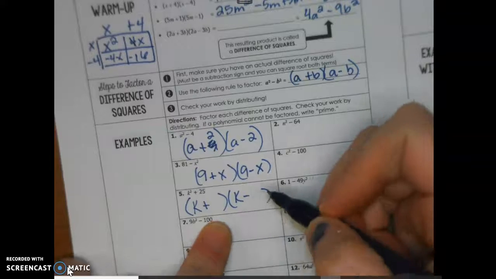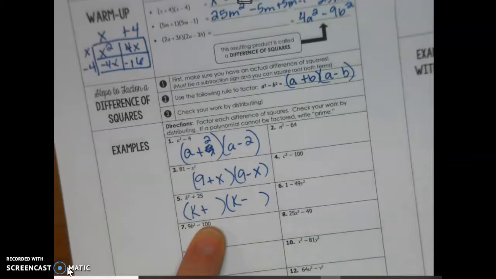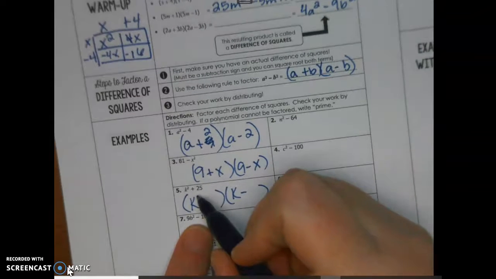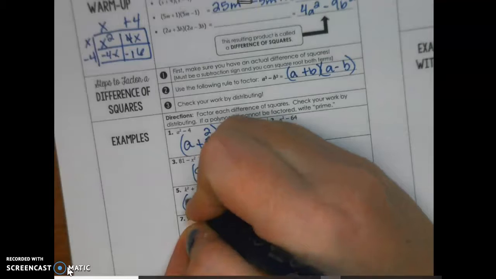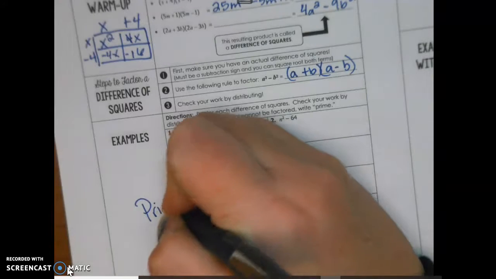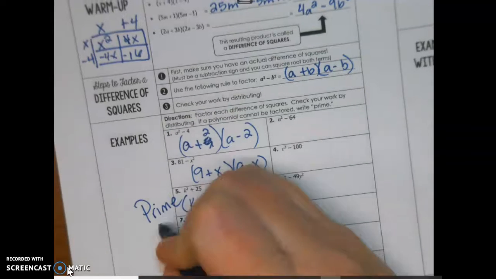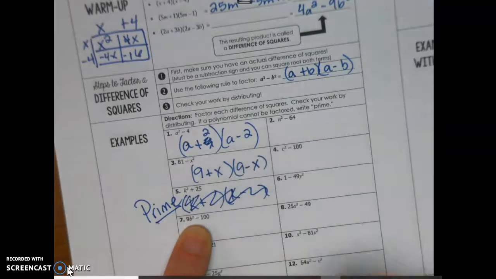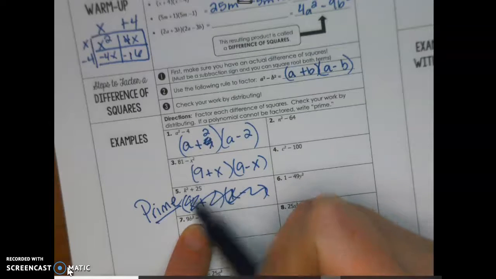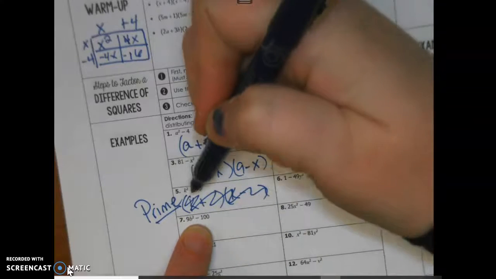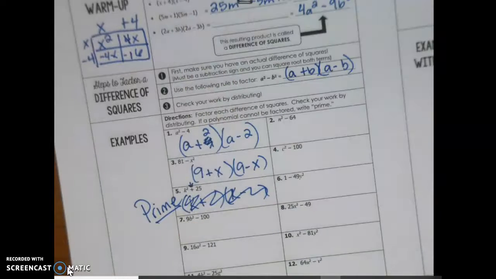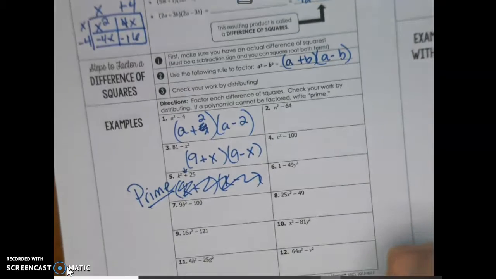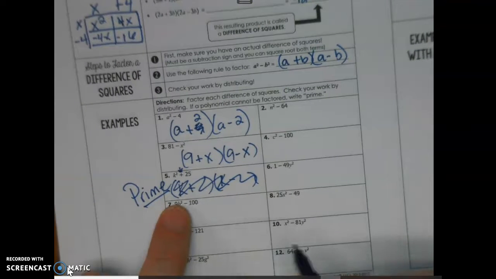Oh, wait, or is that true? No, no, it's not, because this one here is prime. Okay, why is this one prime? Is that a minus sign right there? No, it is not. So that's going to mess all that up. So this one is prime.